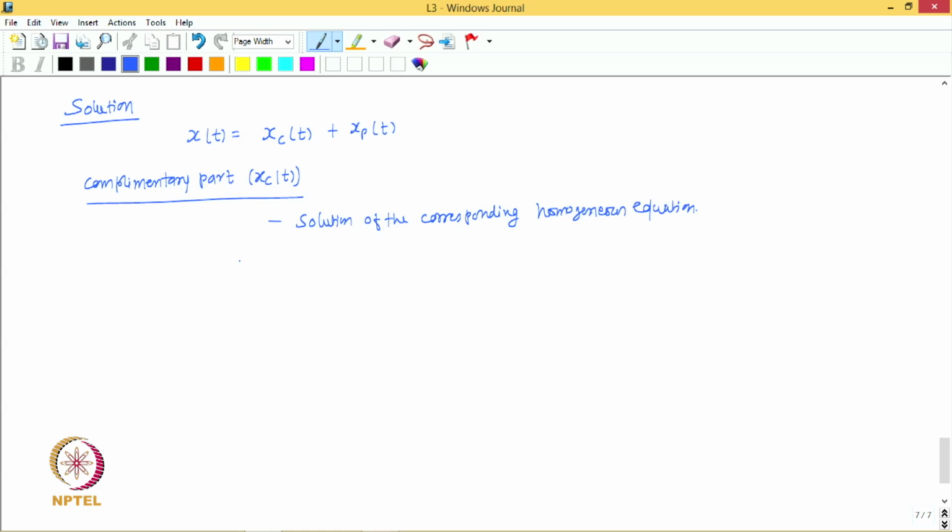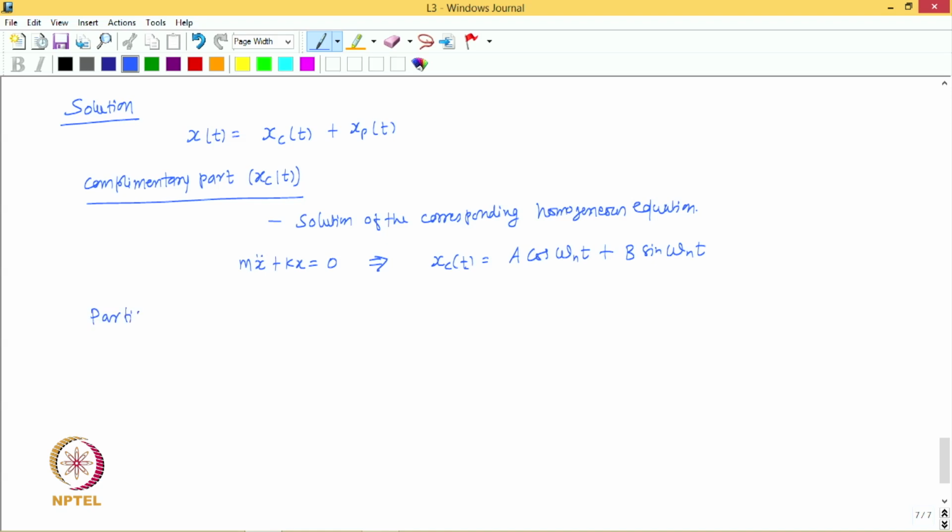And what is the homogeneous equation? We simply consider f as 0. That is the corresponding homogeneous equation, and we have already got the solution of this equation, which was x_c(t) equal to a cos omega_n t plus b sin omega_n t. So, the complementary part of the general solution we have obtained.